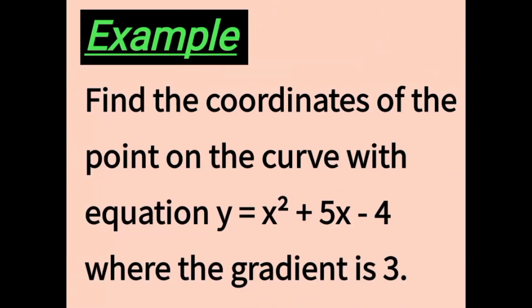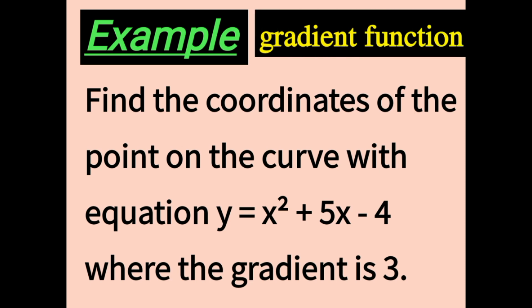Find the coordinates of the point on the curve with the equation y equals x squared plus 5x minus 4, where the gradient is 3. Now, since we know the gradient function can be used to find the gradient of the curve for any value of x, first we need to differentiate y equals x squared plus 5x minus 4 in order to get the gradient function. Since I've already covered how to differentiate quadratics in the previous examples and in my previous video, I won't go further into detail here.